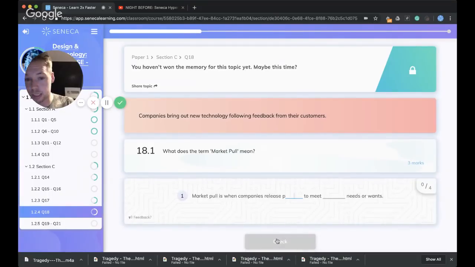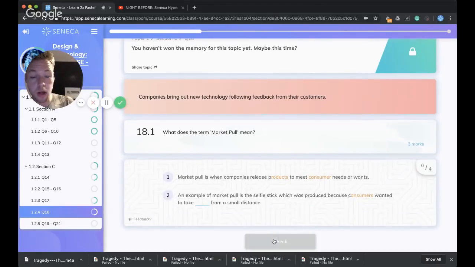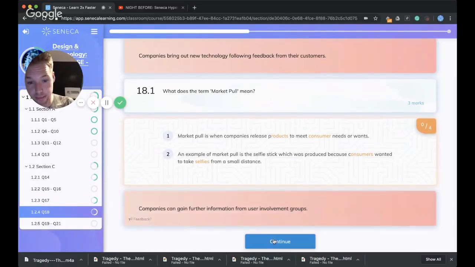What does market pull mean, everybody? It's when products meet consumer needs or wants. An example of market pull is a selfie stick, which was used because consumers wanted to take selfies from a small distance.